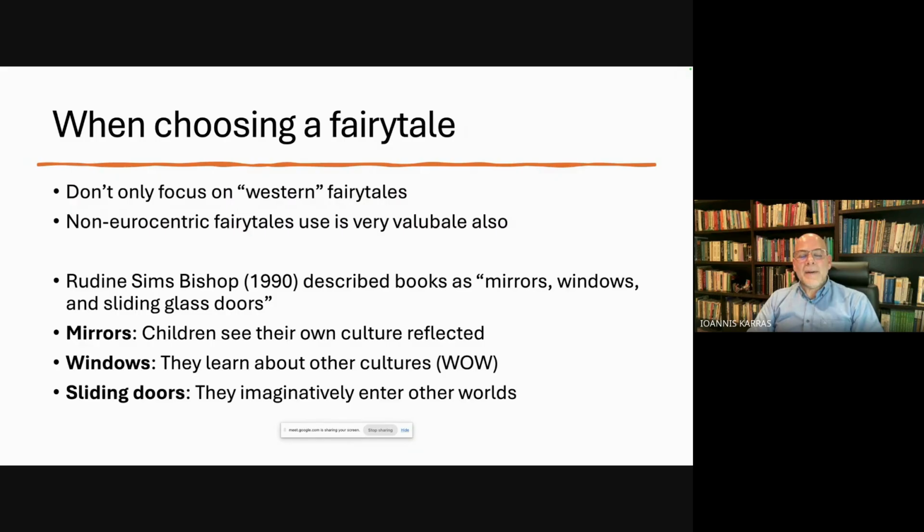I also like to always keep in mind what Bishop described in her book, Mirrors, Windows, and Sliding Glass Doors. So we can use fairy tales as mirrors because children see their own culture reflected. We can see fairy tales as windows because they learn about other cultures. You know, I like using the wow effect, so windows on the world, because through fairy tales, it's like a big window on the world, and you can see elements of other cultures. And also sliding doors, because they imaginatively enter other worlds, and that's the fun part of using fairy tales in language learning.